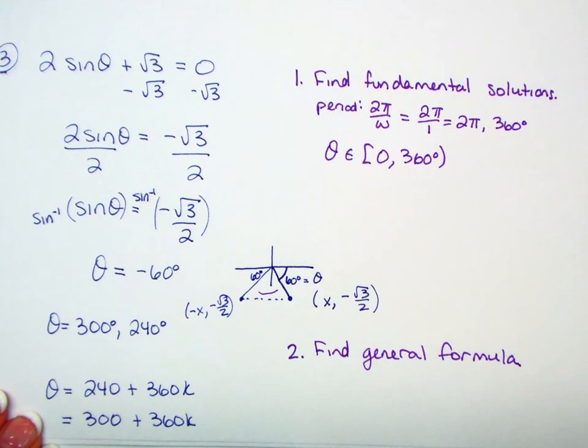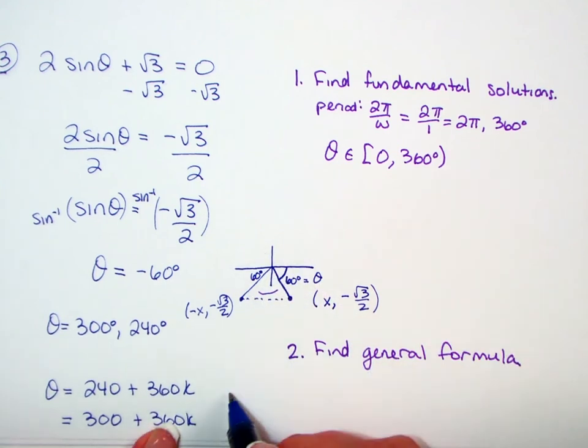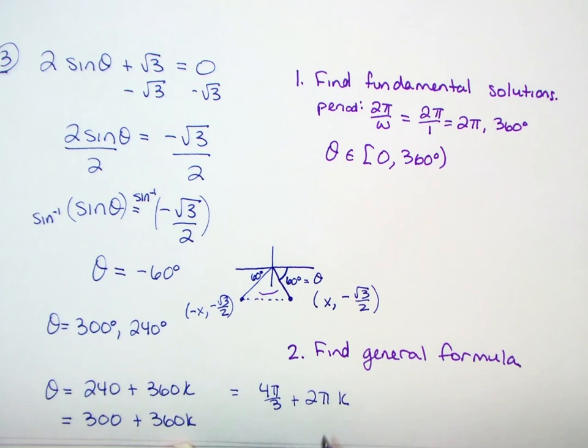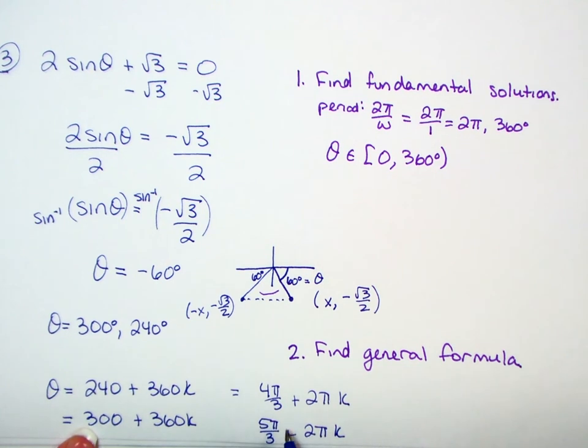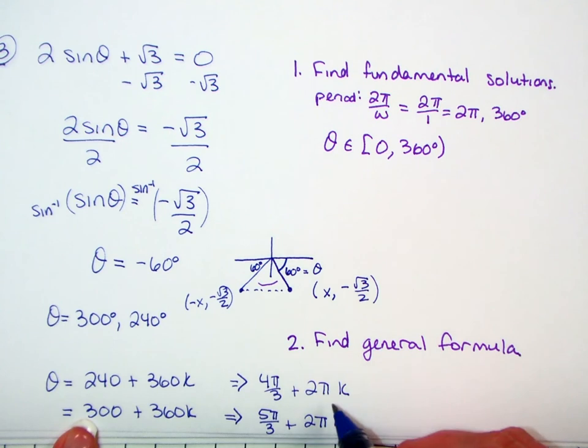Now, in radians, we're looking at 1 pi, 2 pi, 4 pi, and 5 pi. So we're looking at 4 pi over 3 plus 2 pi k. That would be the answer in radians, and we're looking at 5 pi over 3 plus 2 pi k, right? But just convert your degrees to the radian measure for the online homework. Right? Either way, on the quiz and on the test, I accept answers in degrees. All right? I'm just showing you this so that you can get the right answer on the online homework.